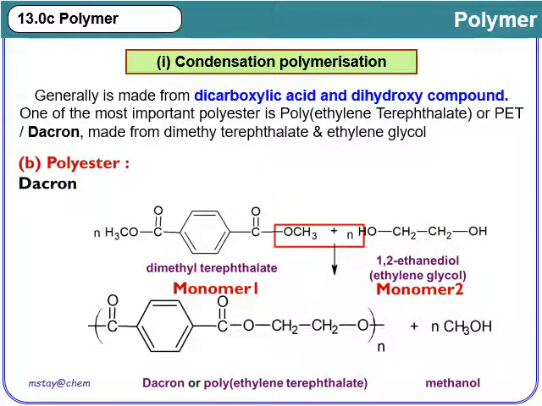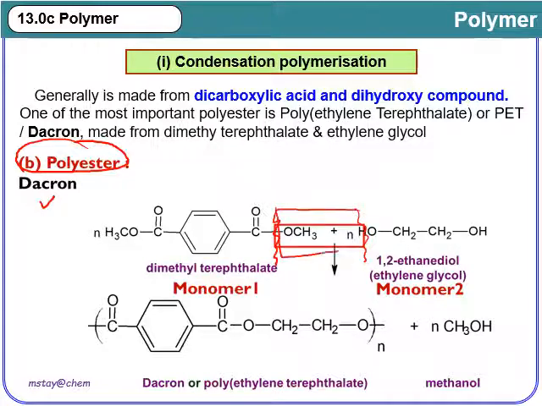Okay, now look at another example, which is a polyester, and the polymer is Dacron. Dacron is made up from dimethyl terephthalate, which consists of carboxylate groups, where the bond will break between O and CH3, while the diol will lose the hydrogen.